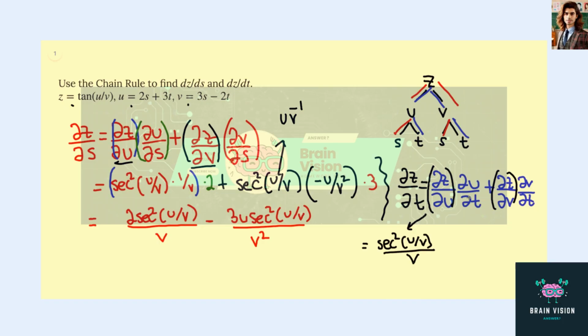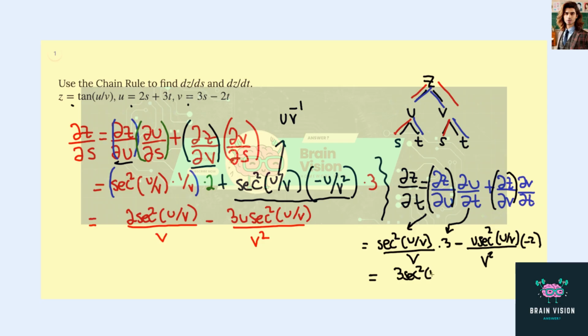And then now derivative of u with respect to t, that's 3. This one we already computed over here. Negative u secant squared u over v squared. And now this time, derivative of v with respect to t, that's minus 2. So the last thing here would be just to clean this up a little bit.